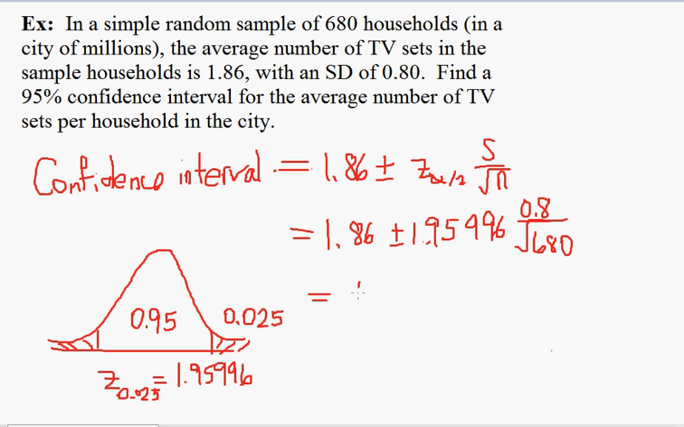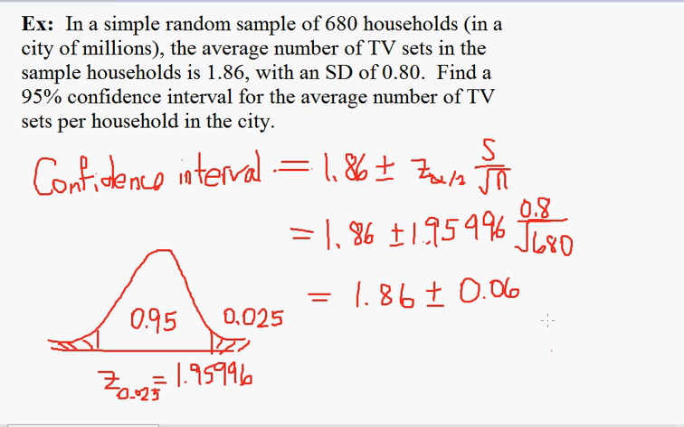And so we get 1.86 plus or minus, and then we plug into the calculator to get our standard error of 0.06, and then it's 0.1 after that, so we'll just leave it as 1.86 plus or minus 0.06. So that is our 95% confidence interval for the population mean, the average number of TV sets for all households.